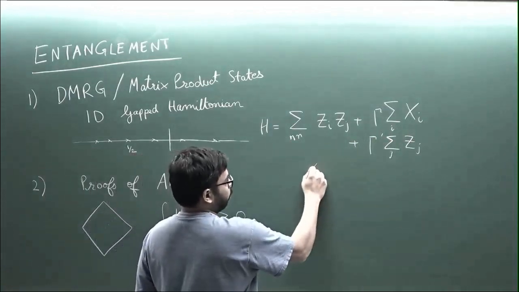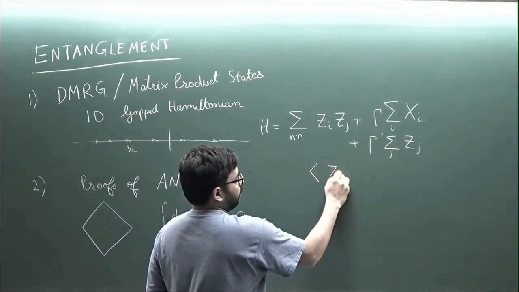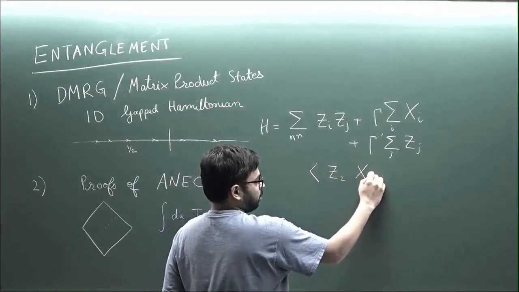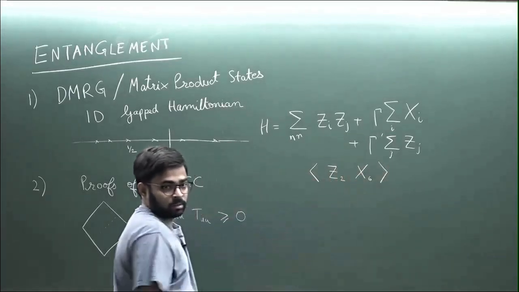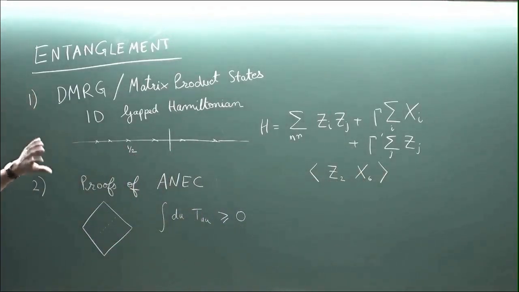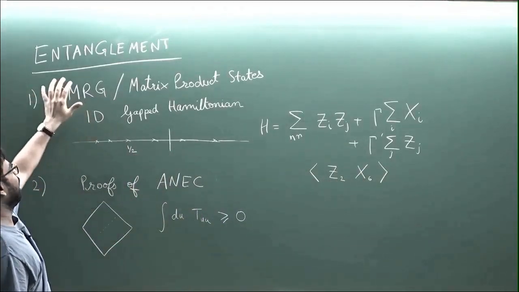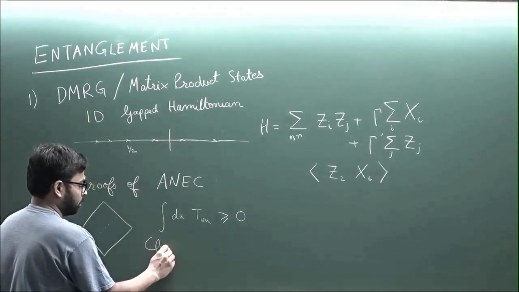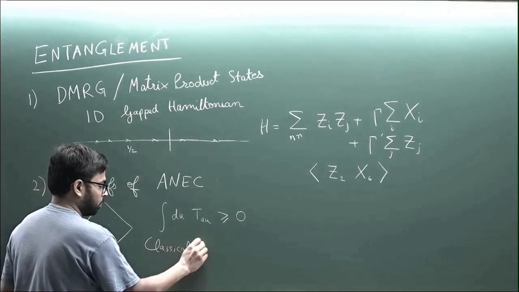Let's say I ask you, give me the correlation function of Z at site 2 with X at site 6, for example. This is the kind of thing you can compute using this set of methods. It's not really important what this is, I'm just trying to say that entanglement is a useful tool in developing this theory.